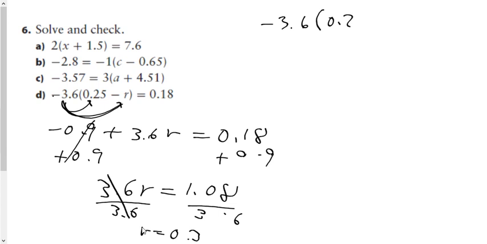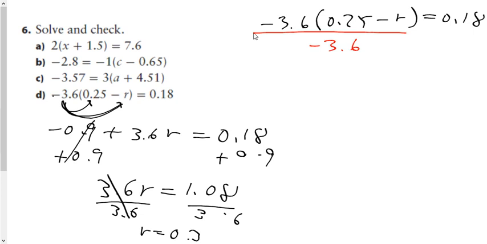Now, if you took that same question, and even though I shouldn't do this, I'm going to: negative 3.6 multiplied by 0.25 minus r equals 0.18. What's an easier way for me to solve that, Donovan? Instead of expanding using distributive property, I could do what to both sides? Alternatively, I could have said, listen, I don't want to know what negative 3.6 groups of them are. I want to know what one group is.